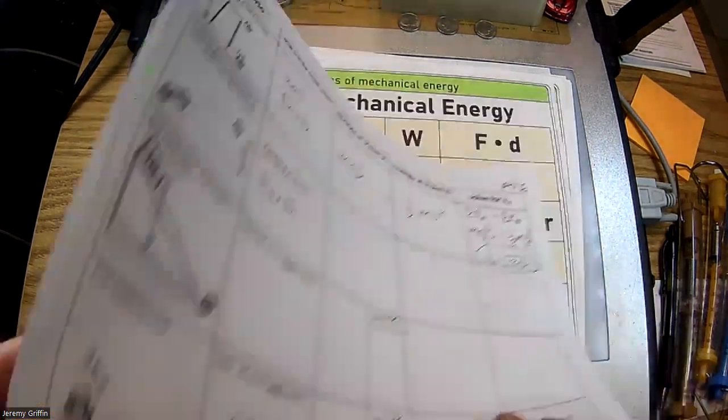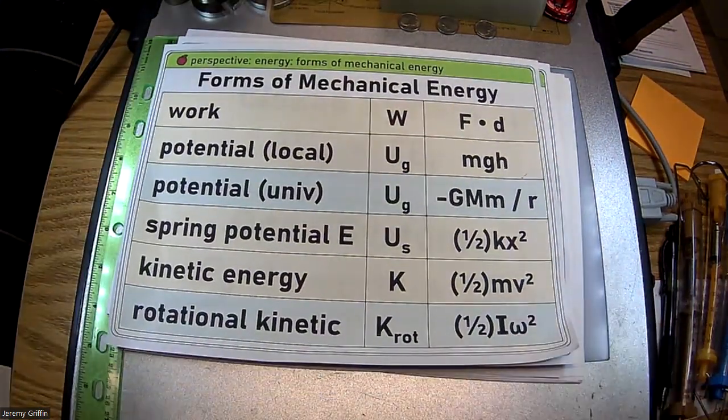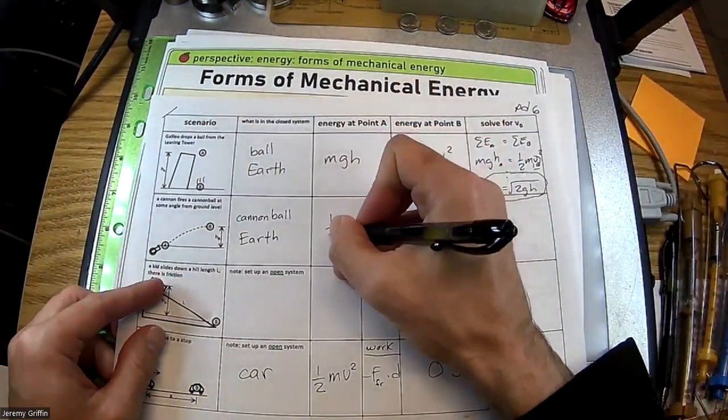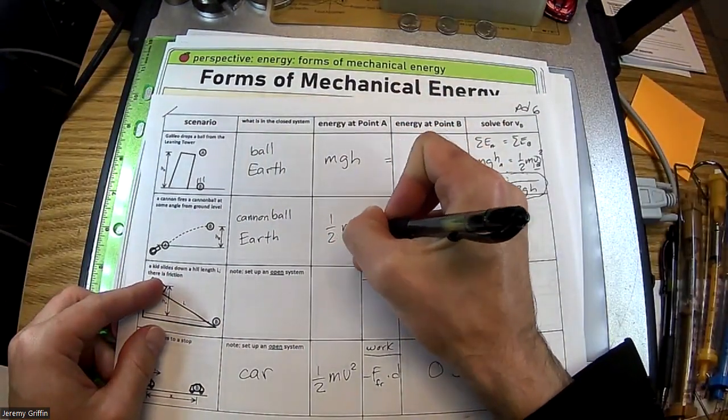And here's your checklist to choose from. Right. So it's just like the cannon barrel. It's basically at ground level, but it's moving really fast. Yeah, 1/2 mv squared. It's all kinetic energy. Let's go 1/2 mv squared at point A.